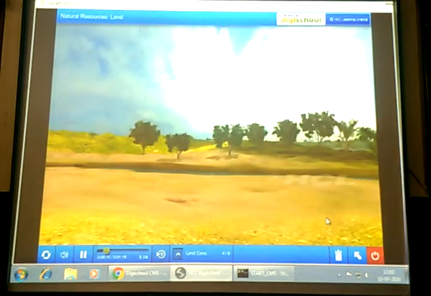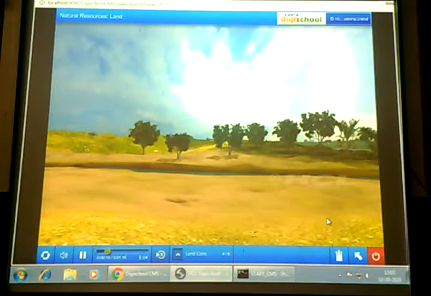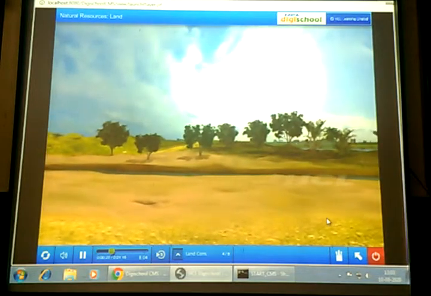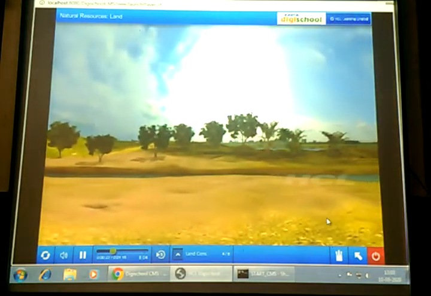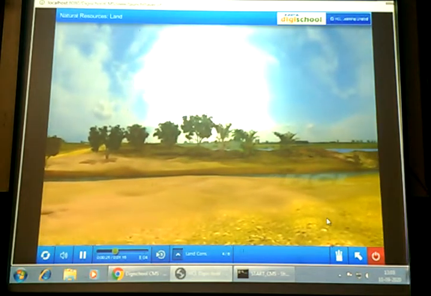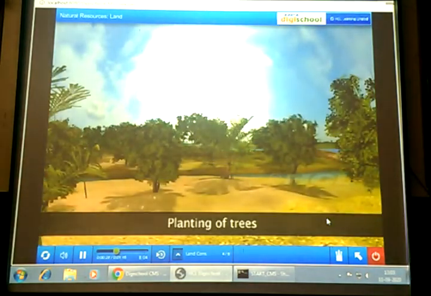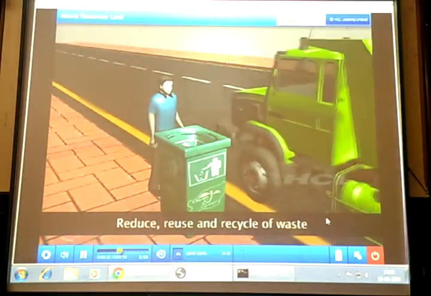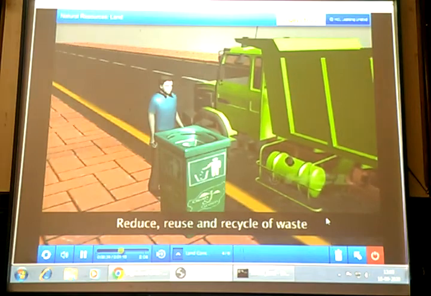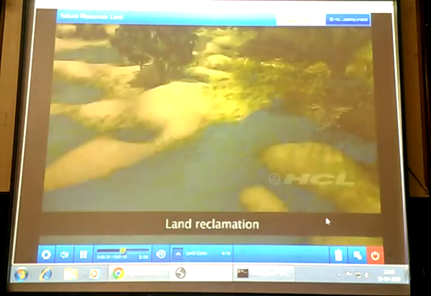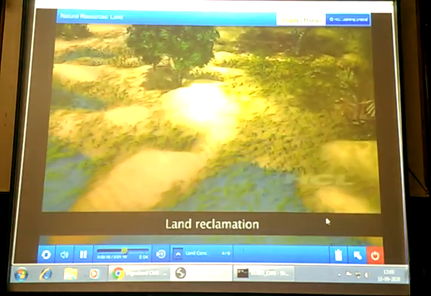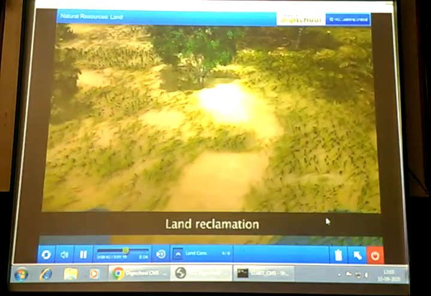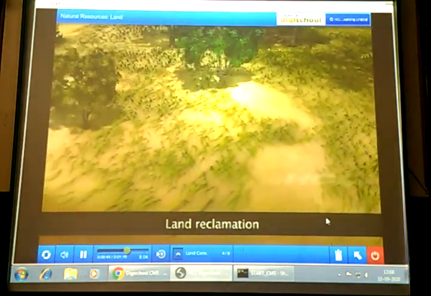So, what are some things that we could do to safeguard this precious natural resource? Here are some of the methods that we could use to conserve land. Planting of trees. Reduce, reuse, and recycle of waste. Land reclamation, which involves restoring land to its natural state wherever possible.